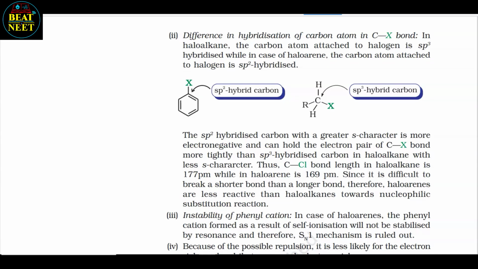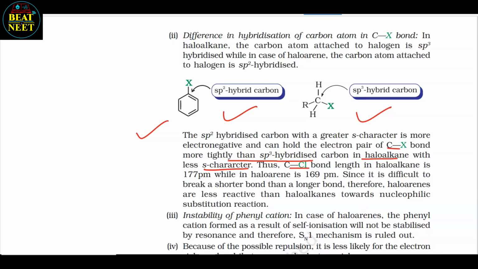In haloalkane, the carbon atom attached to halogen is sp3 hybridized, while in case of haloarene, the carbon atom attached to halogen is sp2 hybridized. Here you can see, the sp2 hybridized carbon with a greater s character is more electronegative and can hold the electron pair of the C-X bond more tightly than sp3 hybridized carbon in haloalkane with less s character.